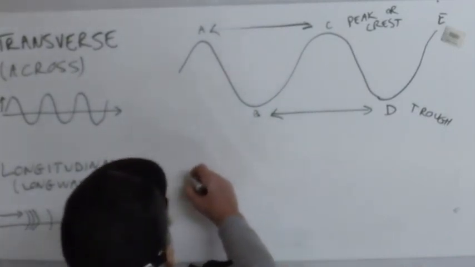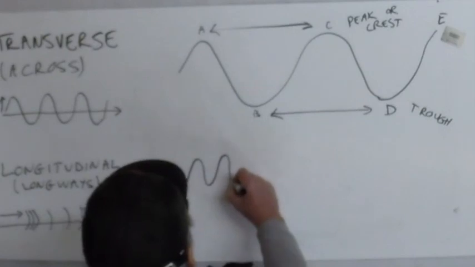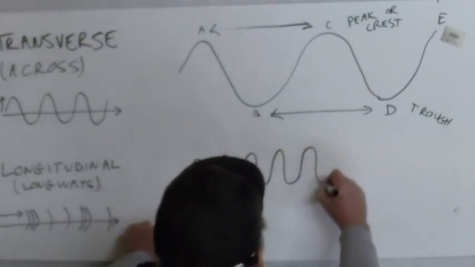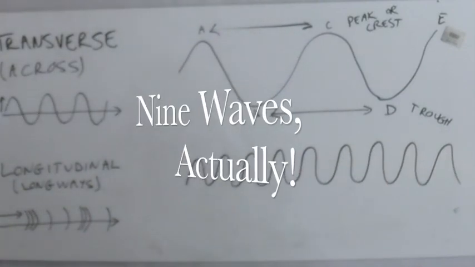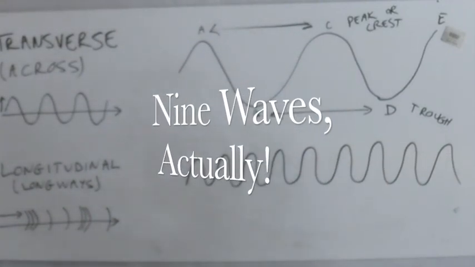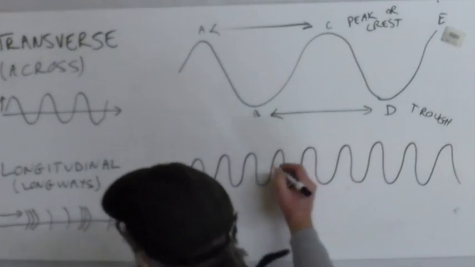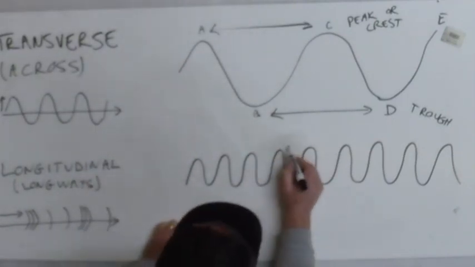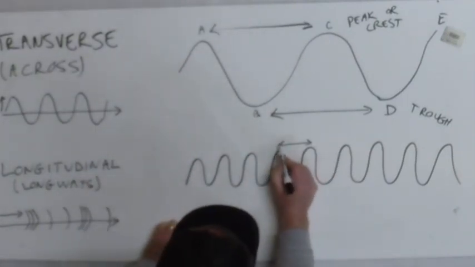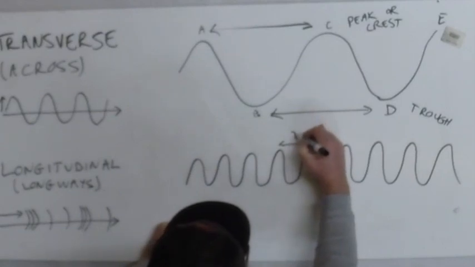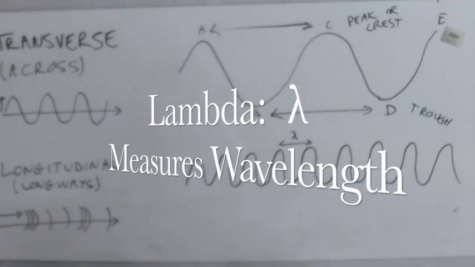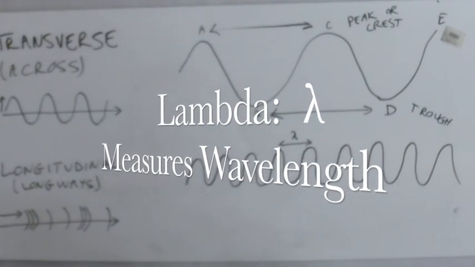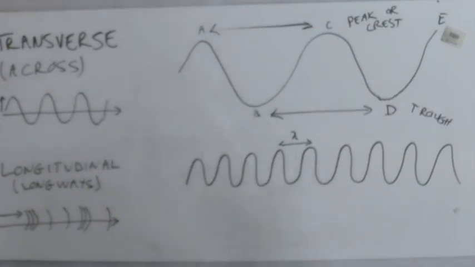How about this one? How many waves would you count? 1, 2, 3, 4, 5, 6, 7, 8. Right? So that would be 8 waves. And when we're measuring the wavelength, again, it's from peak to peak. That is represented by the Greek letter lambda, from peak to peak. It should actually be identical to measuring from trough to trough.